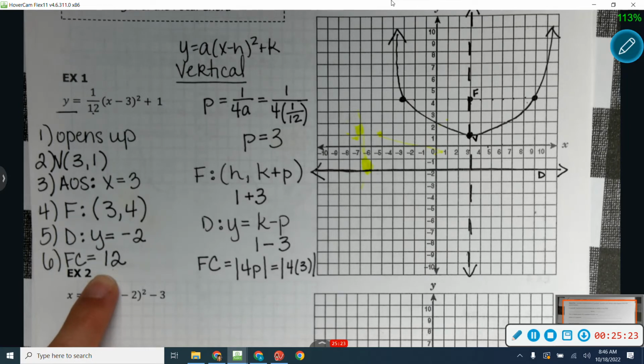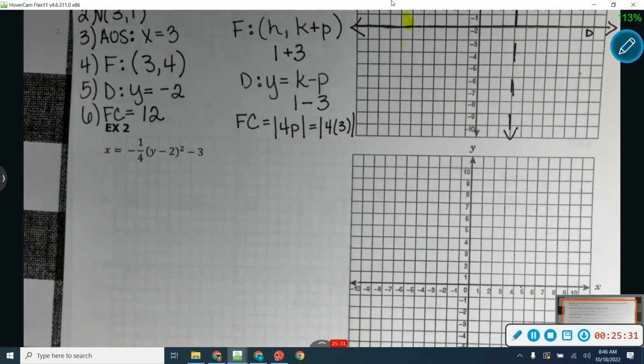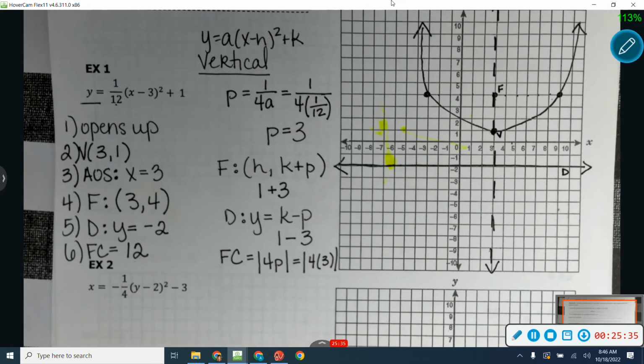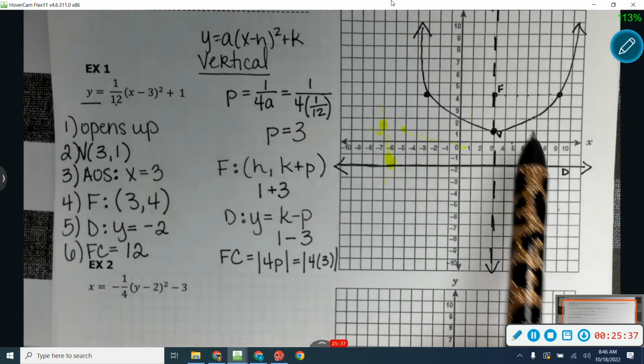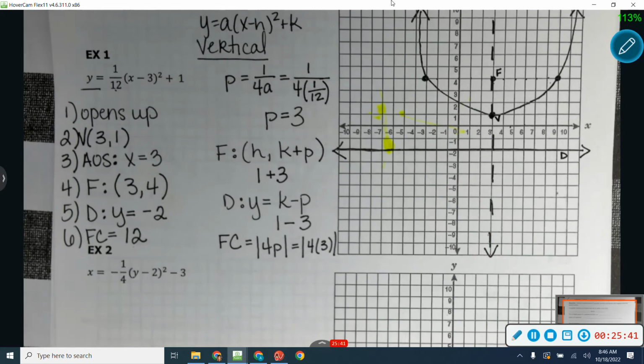Does that make sense? Okay. Do we have questions? Okay. All right. You don't have to draw it. I don't draw it, so you don't have to. But I do have everything else labeled. Yes, sir.